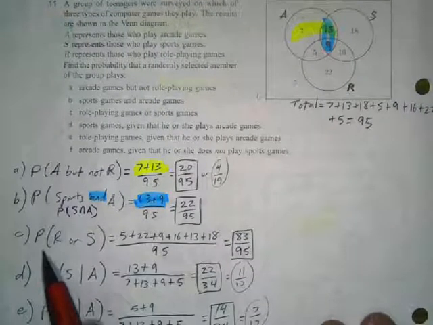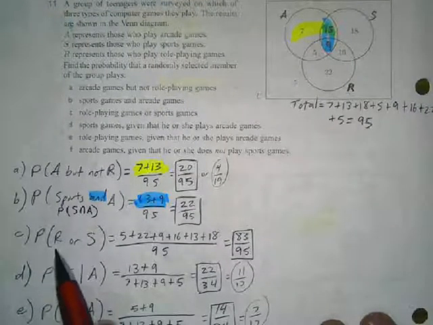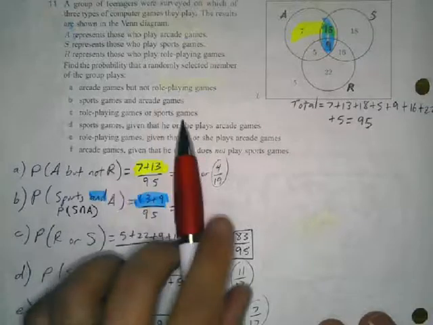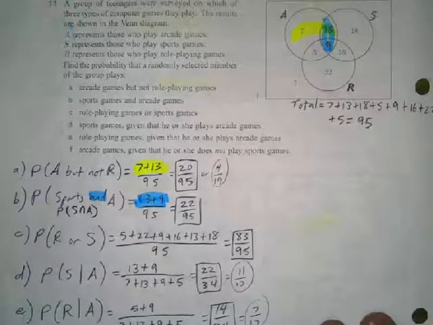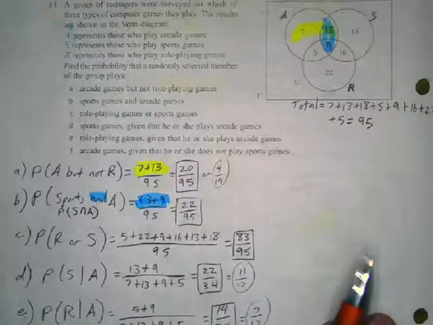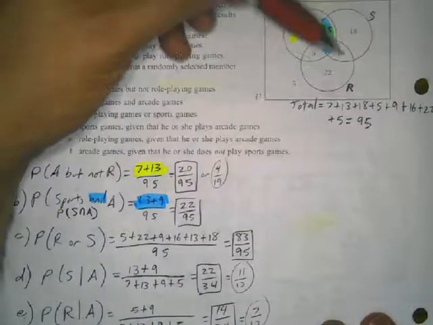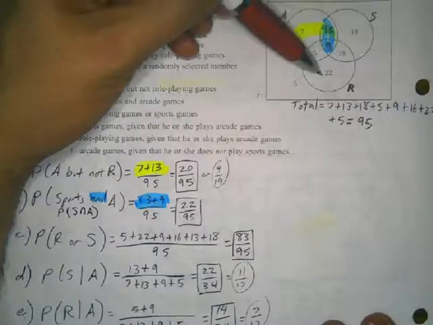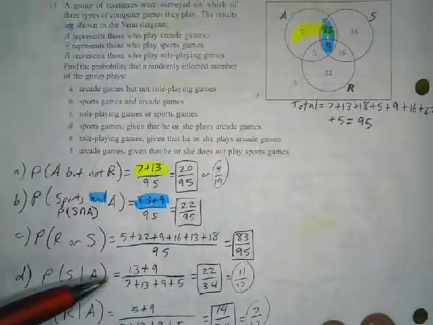The probability that it's role-playing or sports games is going to give me anything from role-playing, 5, 9, 16, 22, and anything from sports, we also have to add the 13 and 18. And that's how we get this.